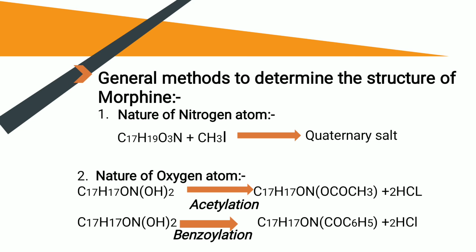Number 2 is the oxygen atom. Morphine, when acetylated or benzoylated, yields the diacetyl or dibenzoyl derivative, indicating that morphine contains 2 hydroxyl groups. Here are 2 reactions. In the first reaction, morphine is acylated, that is, the 2 hydroxyl groups are converted into diacetyl groups to form diacetyl morphine in the presence of acetyl chloride.